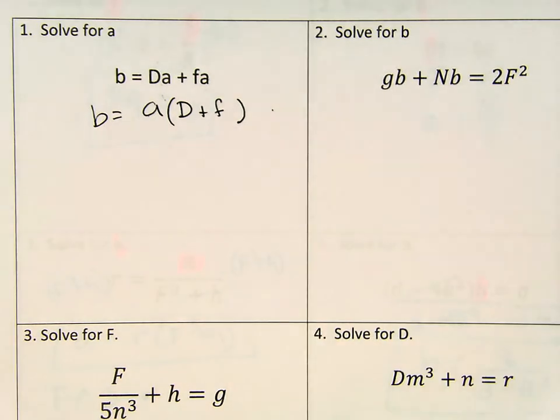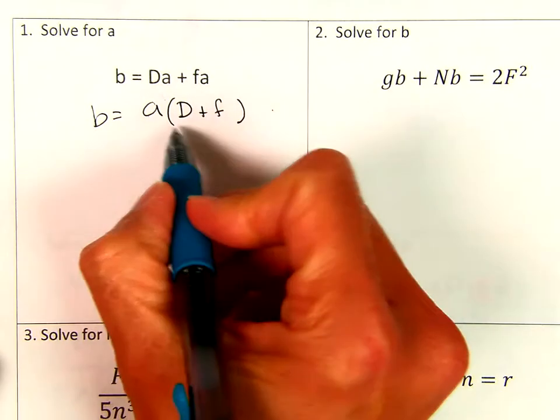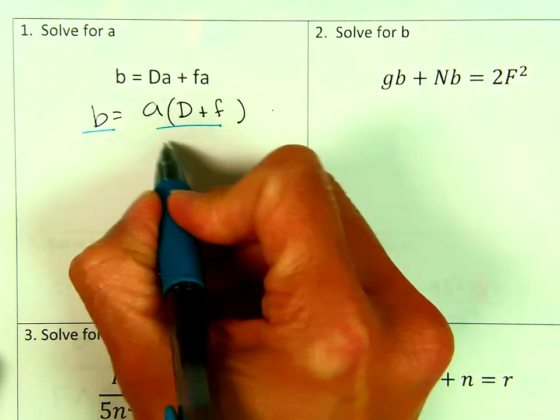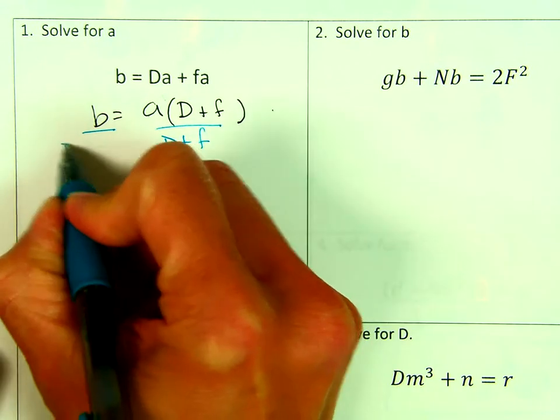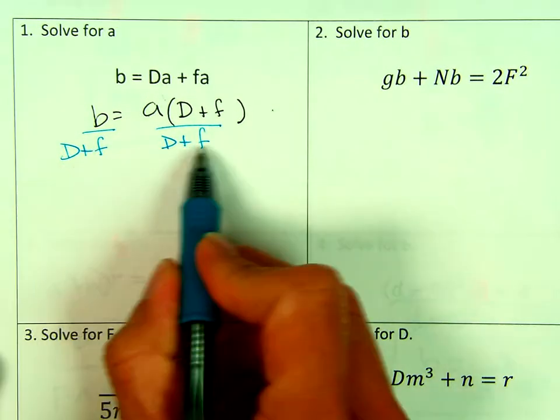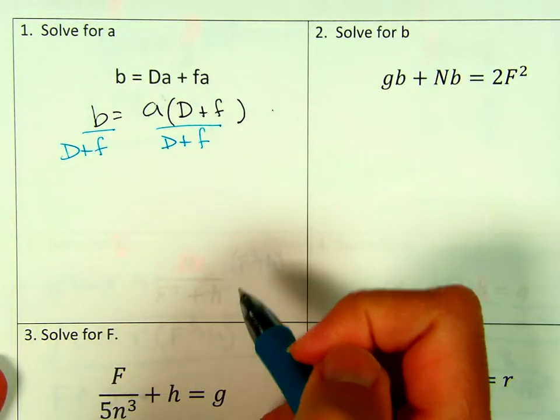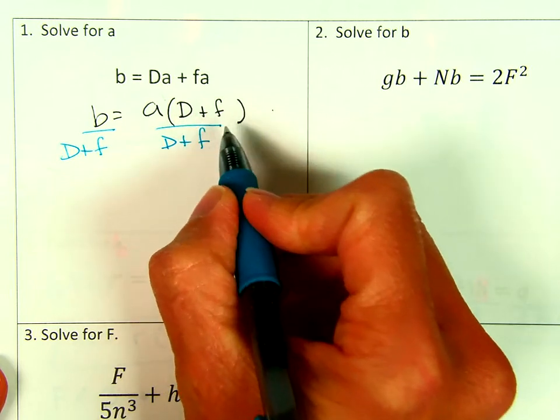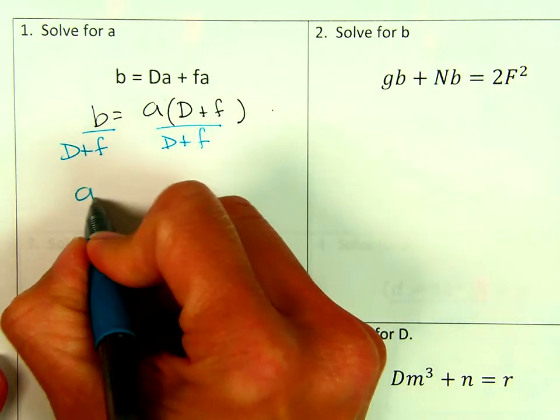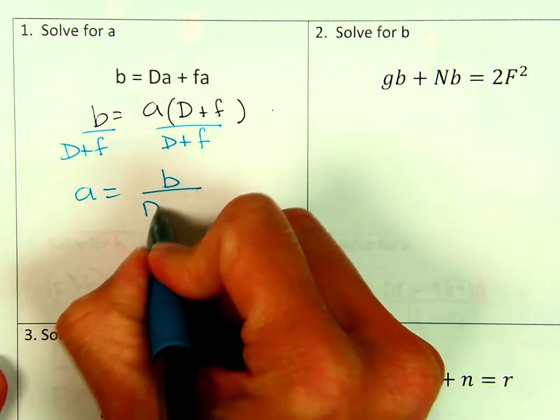All right, so now that we've done that, our goal is to get A alone. We're going to divide by whatever's being multiplied. So we're going to divide by D plus F. Again, watch your capitals. If it's capital, keep it capital. If it's lowercase, keep it lowercase. So my A is equal to B over D plus F.